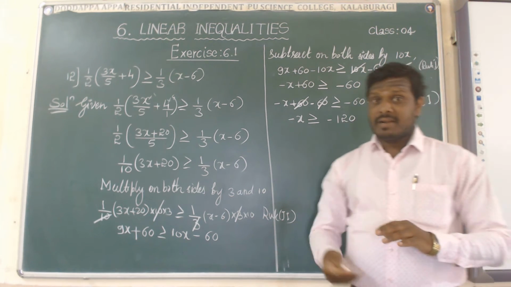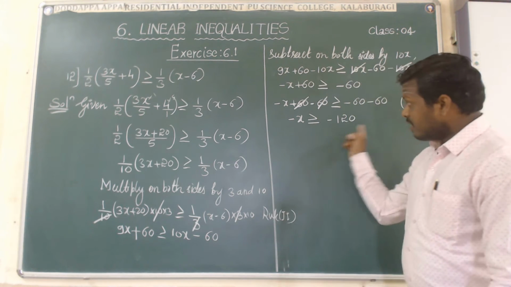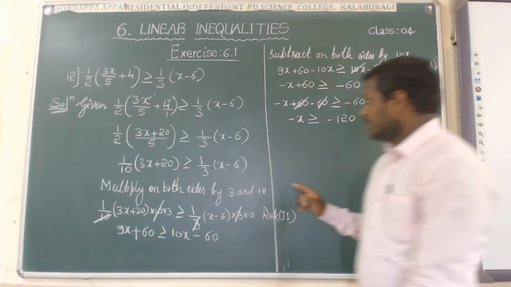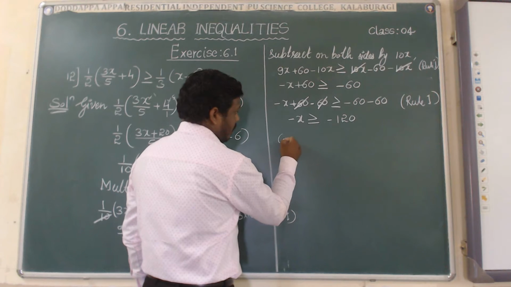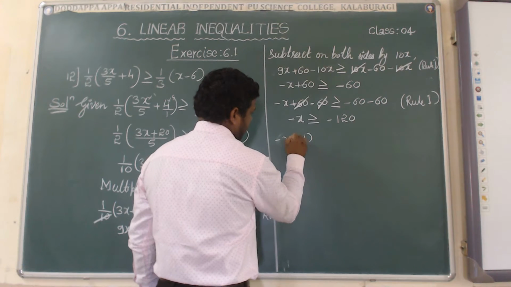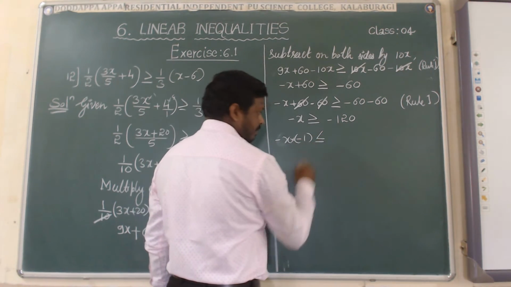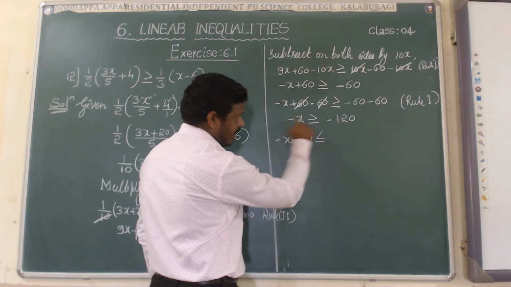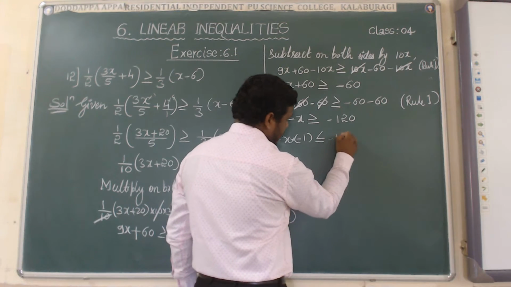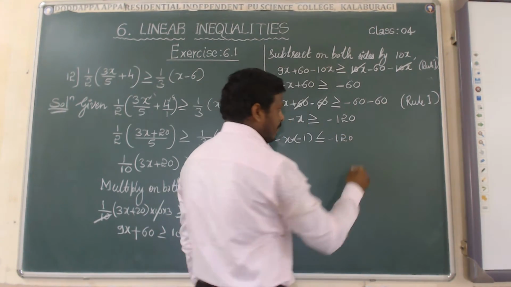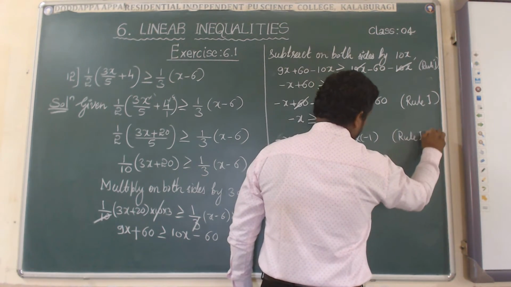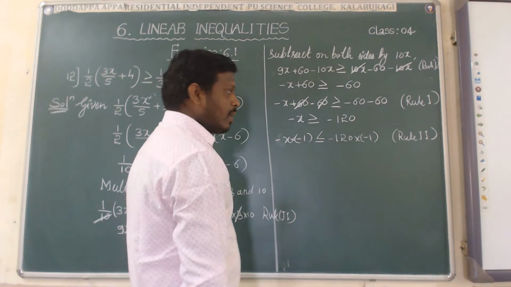When we are dividing or multiplying by a negative value in this given statement, then the sign will be reversed. Keep that in mind. Now I am multiplying with minus 1 on both sides. Then the sign will be reversed. See here, when I multiply this statement, the sign will be reversed. So that's why this step is very important when we multiply by negative 1, by rule second. Okay, now simplify this one.